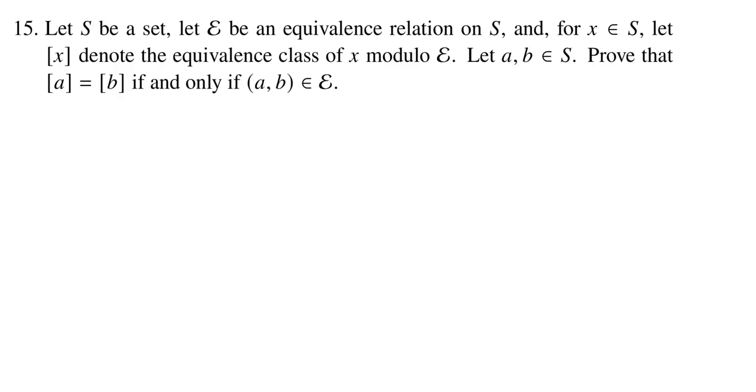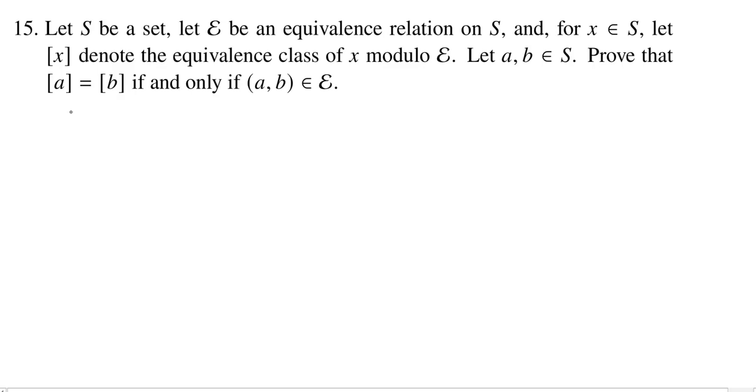Hello, welcome to our video solution for problem 15, the final problem, an optional one from Superquiz 2. This is another problem dealing with equivalence relations, and here we're trying to show a fundamental property of equivalence classes, namely, if you take the equivalence classes of two elements, then those classes are equal if and only if those elements are related, i.e. their pair is in the equivalence relation. All right, so let's see if we can do this.